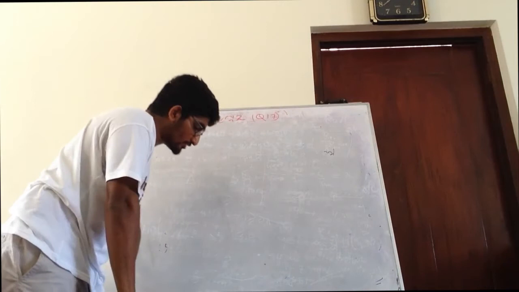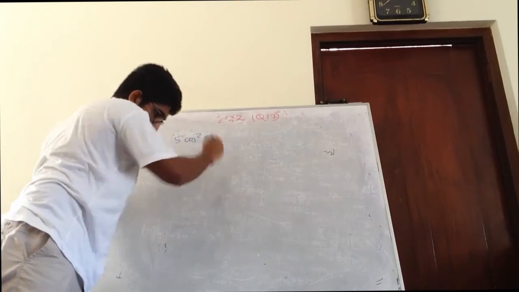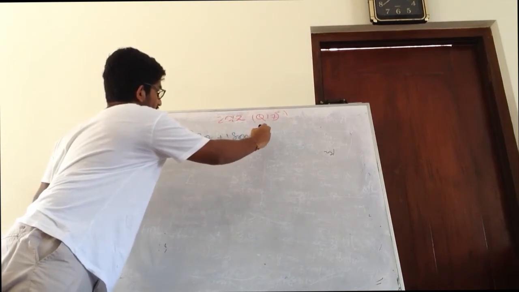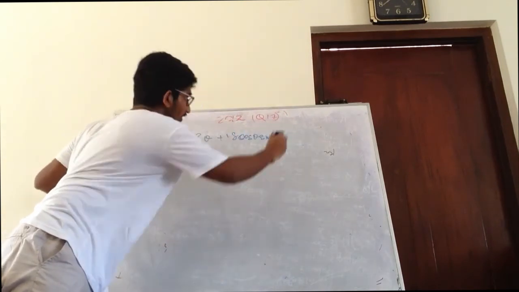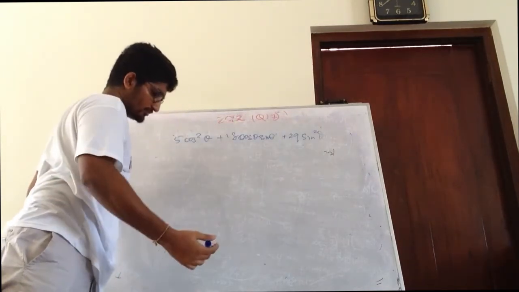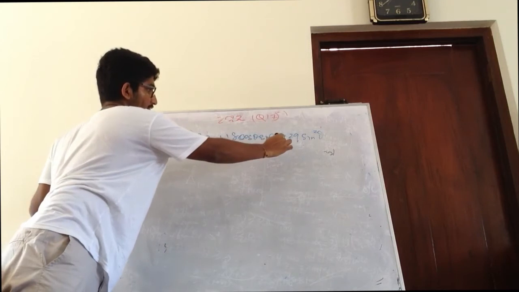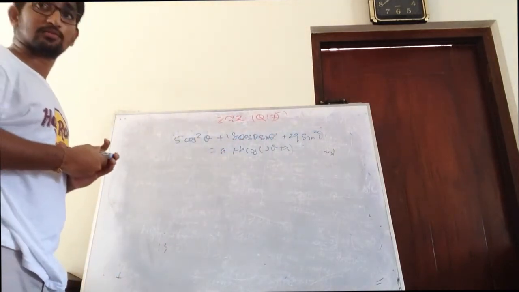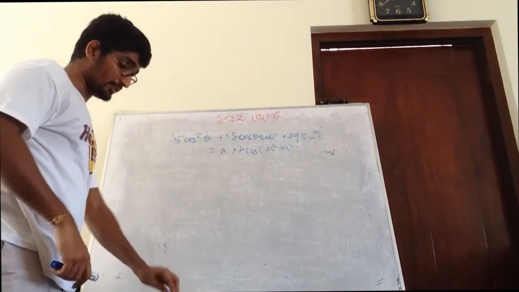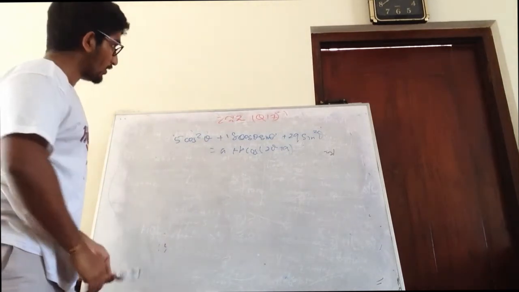So now part C says express 5 cos square theta plus 18 cos theta sin theta plus 29 sin square theta in the form a plus b cos 2 theta plus alpha. Correct? So that's what they are asking. So now this is a very big simplification game. Okay, so how can we do it?